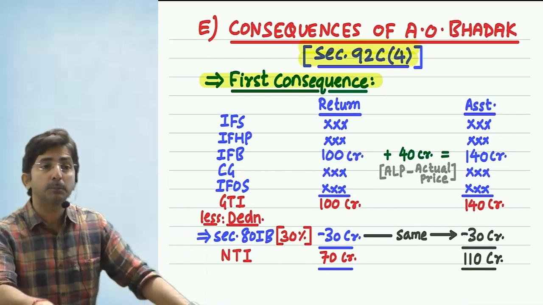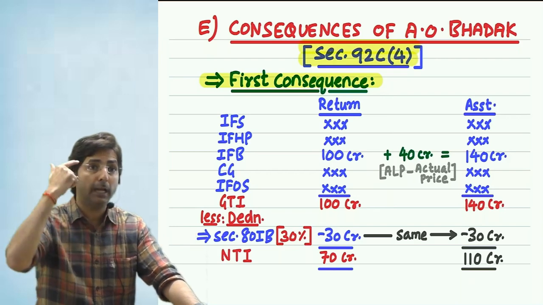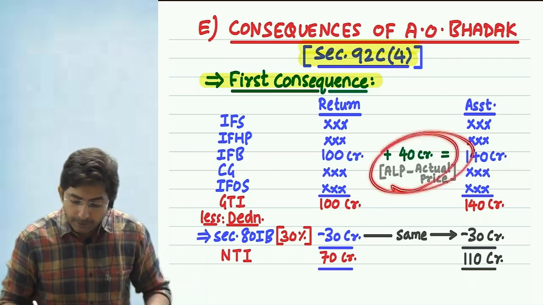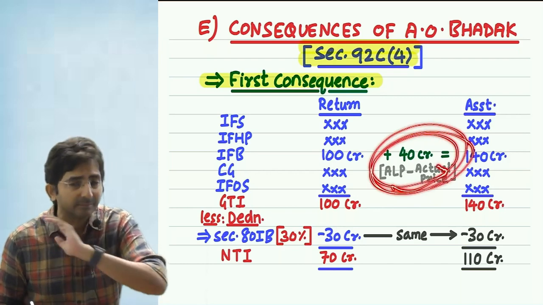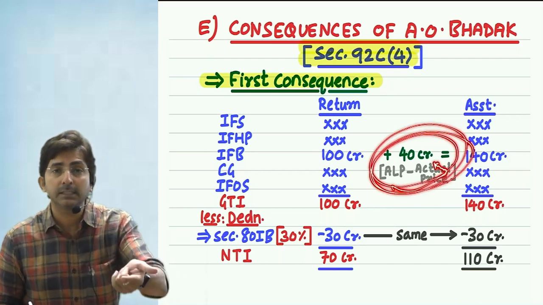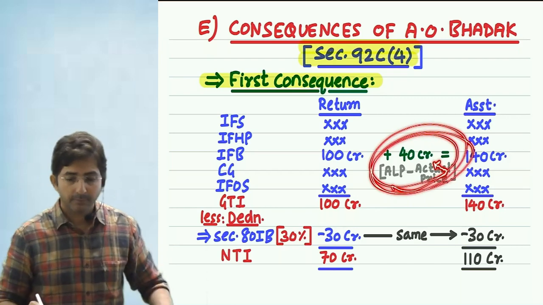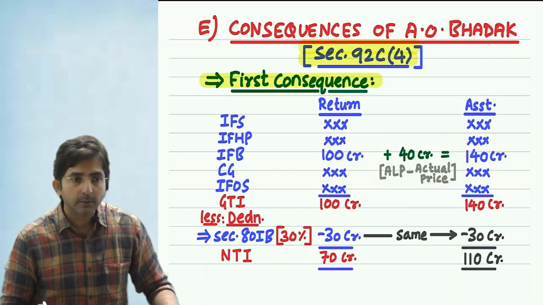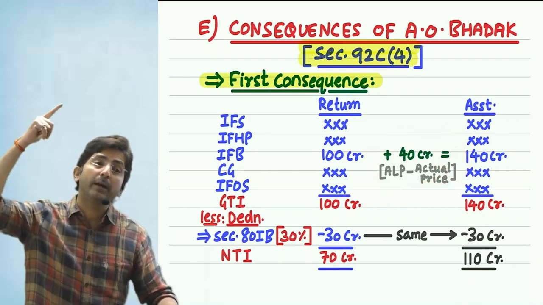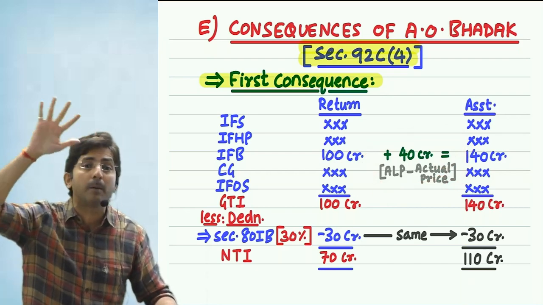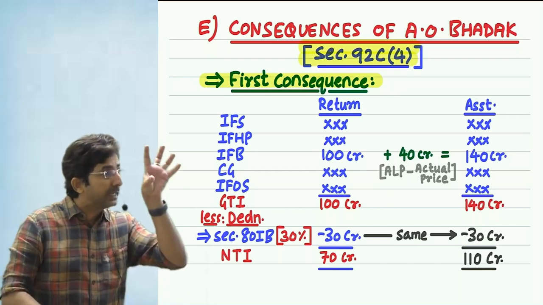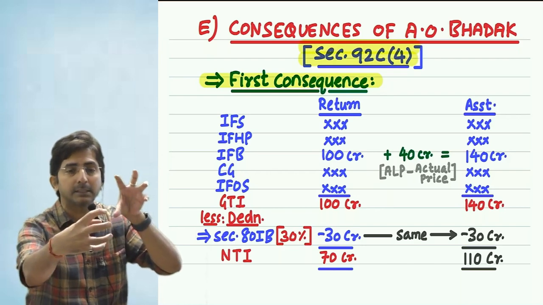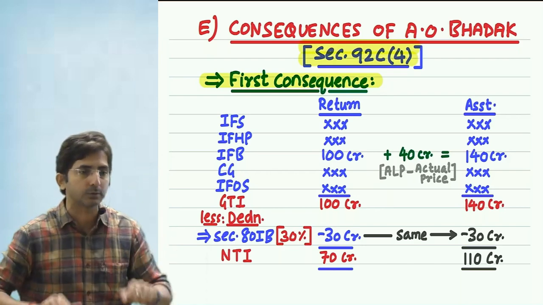But if it is because of ALP, where AO got angry and computed ALP, then the difference added by AO will not get chapter 6A and 10AA deduction. And did you understand how I got 40 crores? First, AO should have computed ALP as per the most appropriate method, CUP method and all that. Then AO's ALP was compared with the actual transaction price of the assessee. That difference is the 40 crores.